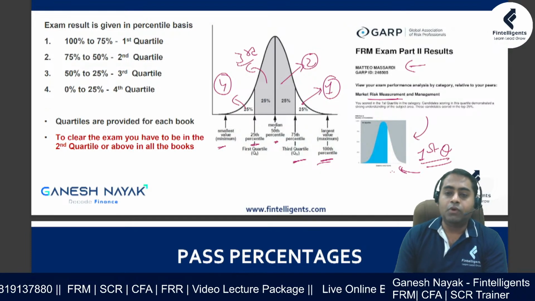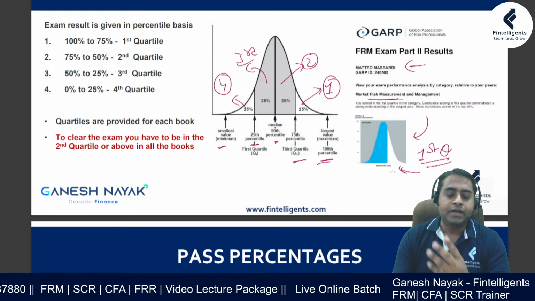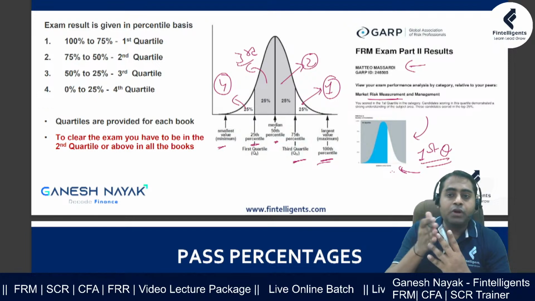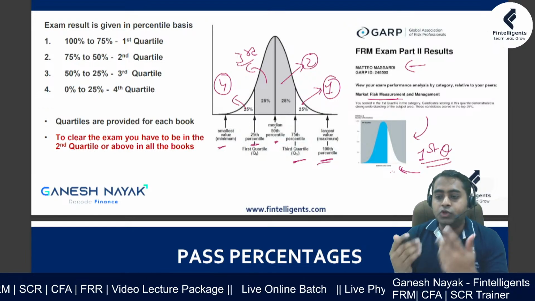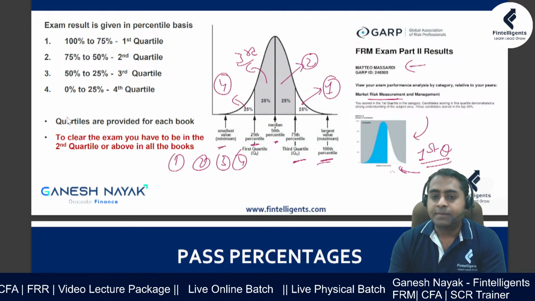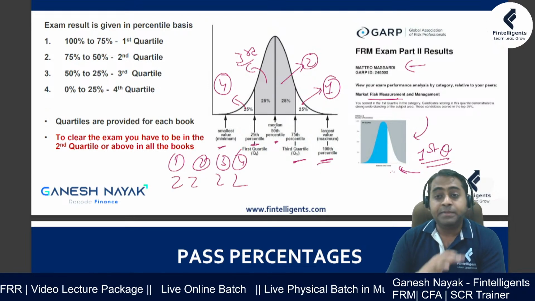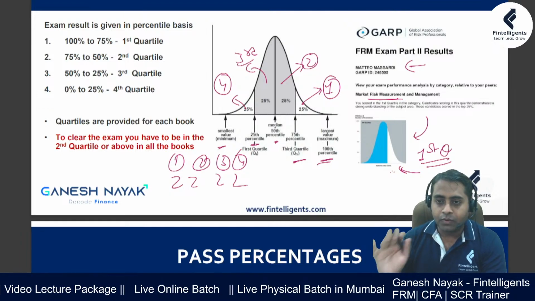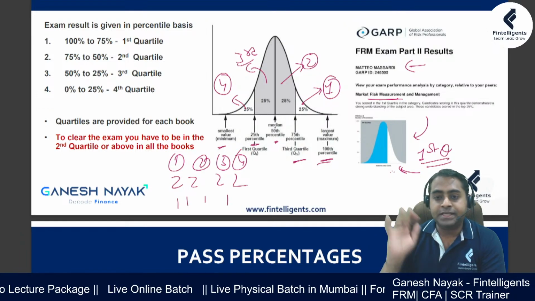When you see the overall result for level 1, you will get 4 books, so you will find the result in 4 sections: the first book, second book, third book, and fourth book. Suppose you're getting quartiles like 2, 2, 2. That means you're passing the exam. If you're getting 1, 1, 1, you're passing the exam.